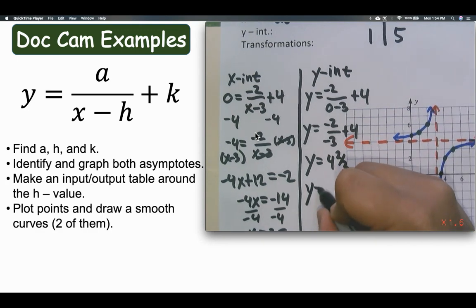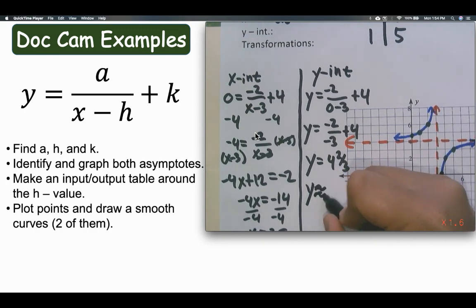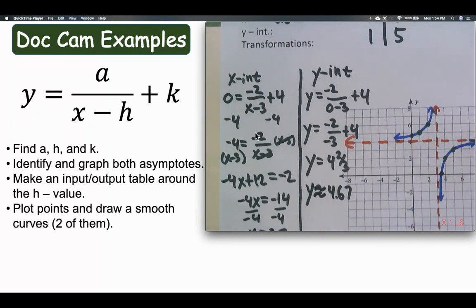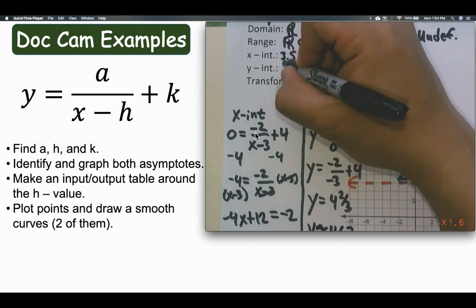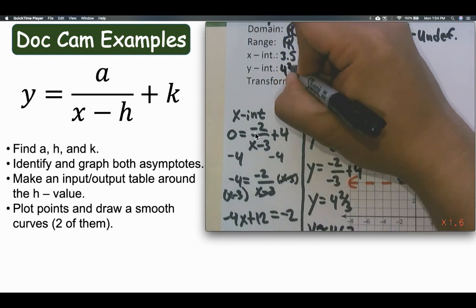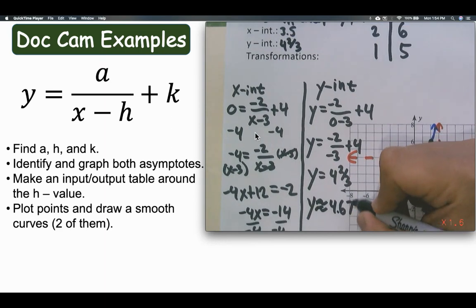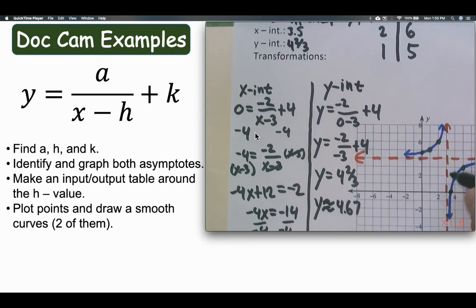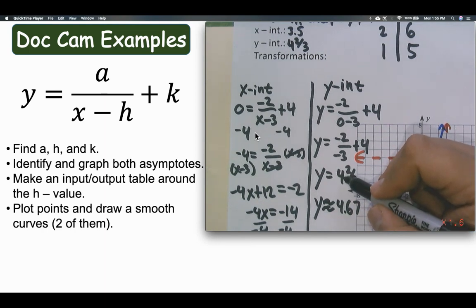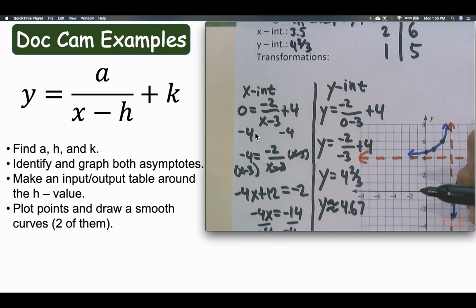If you want to turn it into a decimal, that's going to be about 4.67, 6 repeating. And yeah, so that's my y-intercept. Y is 4 and 2/3. I'm good with either mixed number. You can even keep it an improper fraction, but since we're graphing it, it should at least be a mixed number, or decimal. That's fine too.